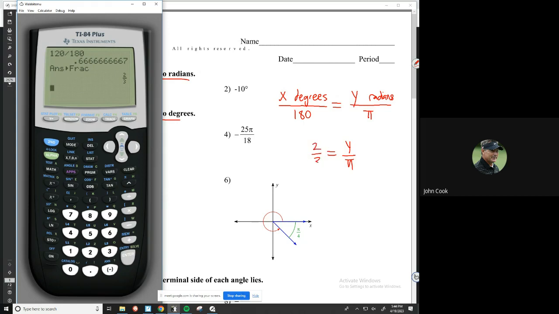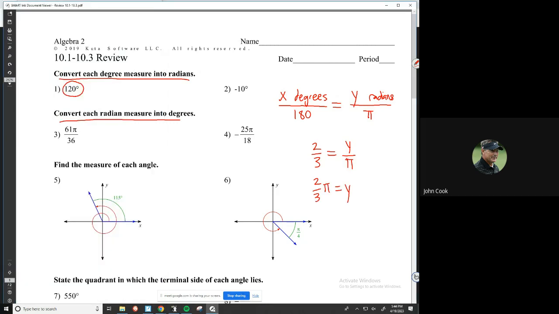And then the last thing I need to do is get the y all by itself. So I just multiply both sides by pi. So 2 over 3 pi is equal to y in terms of radians. That's my answer. 120 degrees equals 2/3 of a pi, or 2 pi over 3. And it works every time.